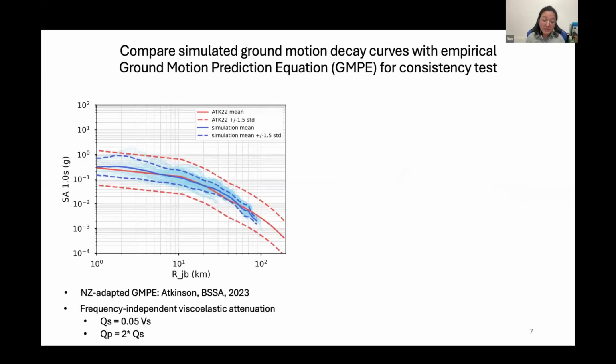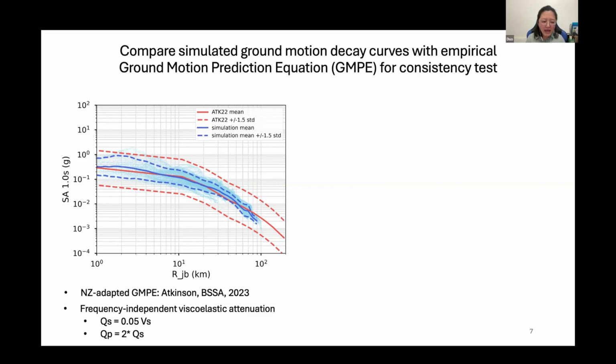So now will be the second part. In the second part I will show the ground motion characterization associated with the multi-fault rupture that has been shown in the previous slides. First is the ground motion decay curves, which is for the spectral acceleration at 1 second. This is a key index for engineering to evaluate the potential level of hazard at a specific location.